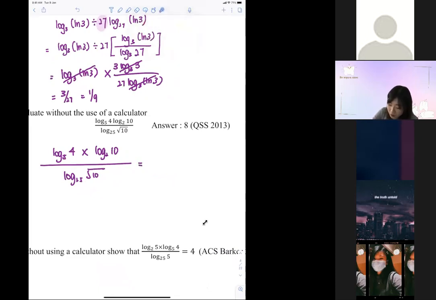So this one is base 5. This one is base 2. This one is base 25. Remember the key is to make the base number the same. So you can change this to base 5. You can change this to base 5. Okay, every time the base number, try to make it a prime number or a small number. Then it's easier for you to cancel.